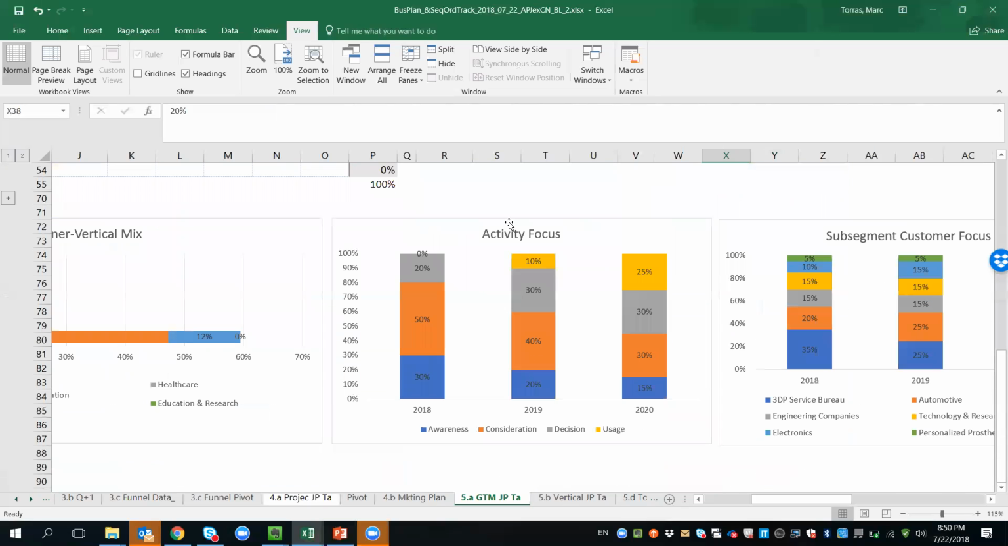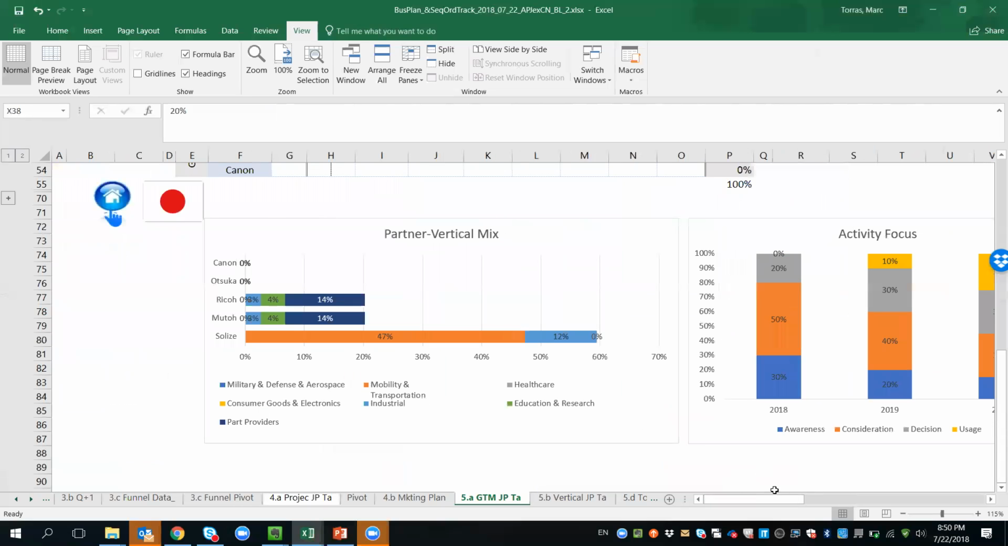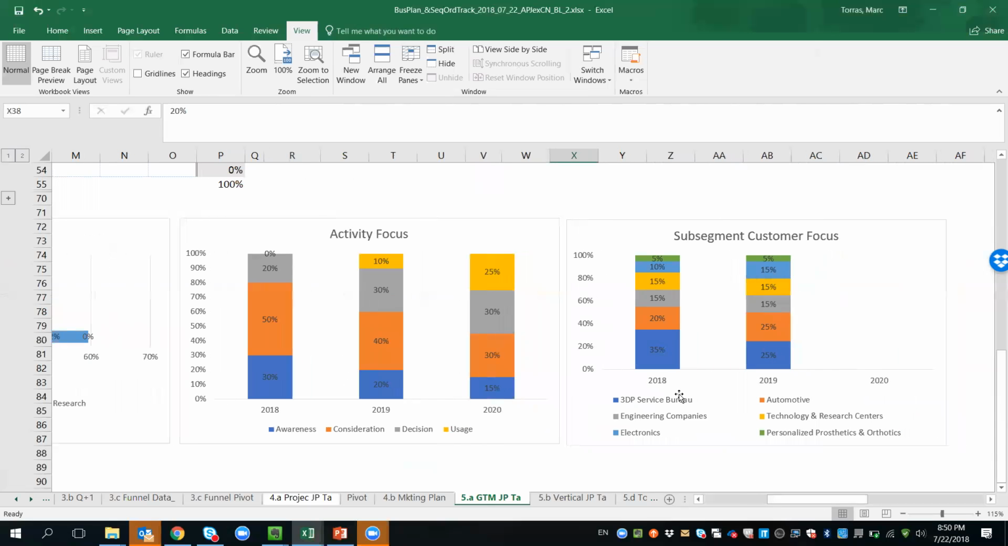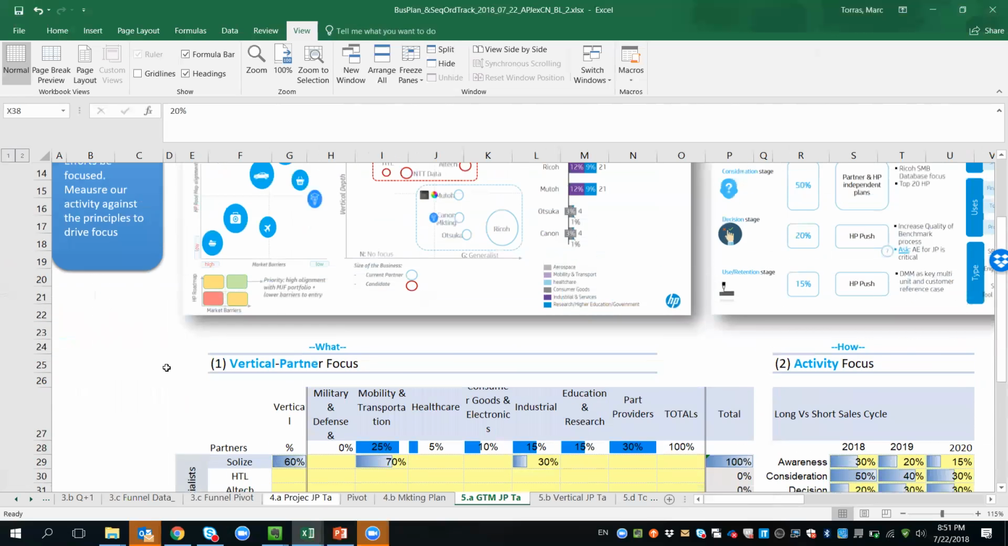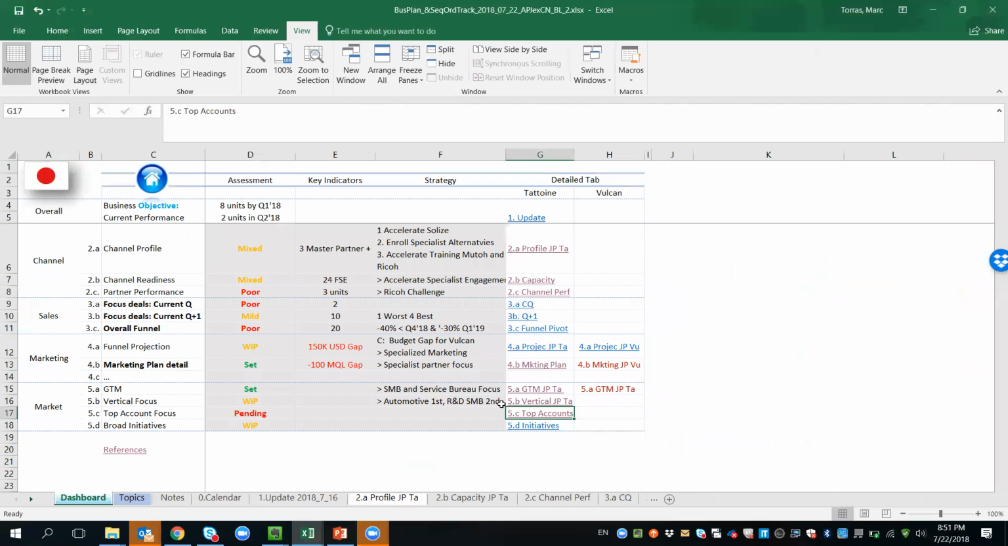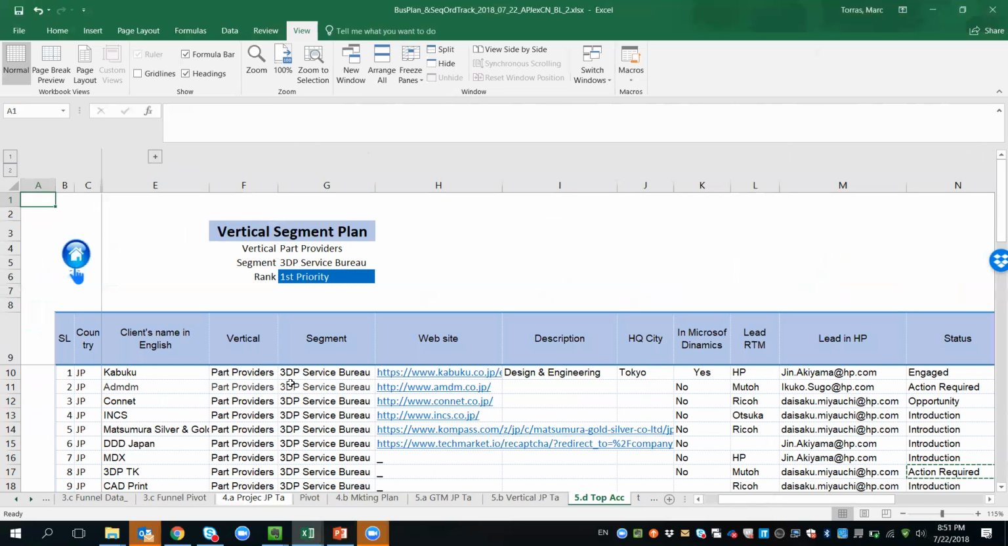As you can see here, you can see it graphically in terms of investment into which partners and which verticals, which should be the segmentation in terms of our activity, and especially the sub-segmentation of service bureaus. We expect them to be 35% of our total. Where does that bring us? Into following the list that you created on your accounts that you have high touch in Japan. We build a similar tool for each one of the key verticals.